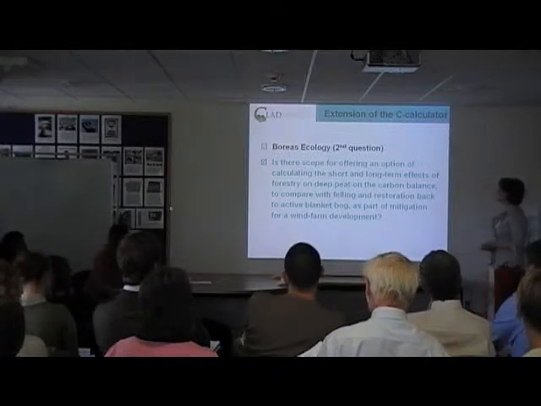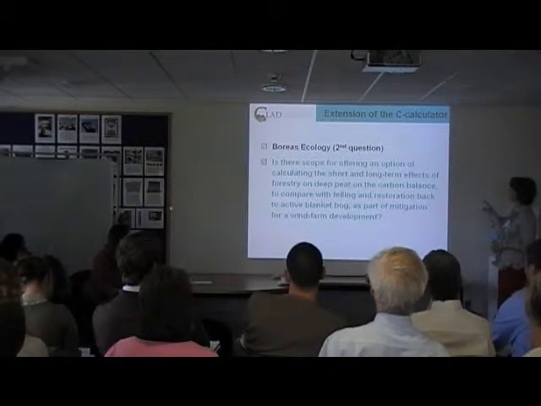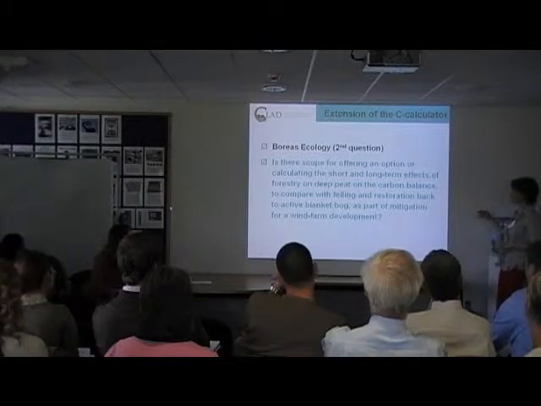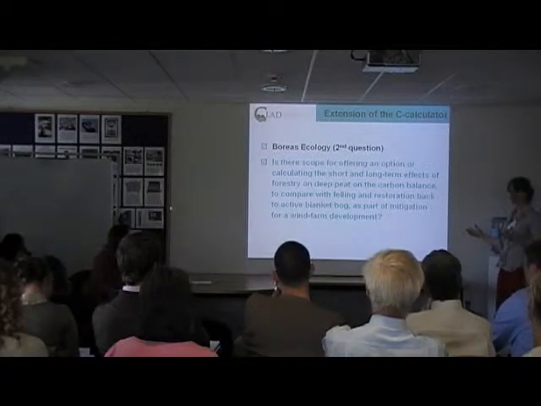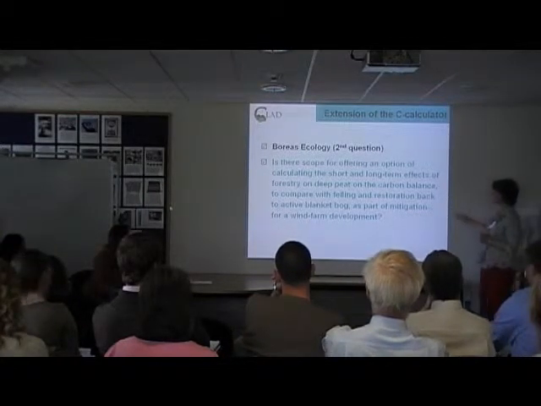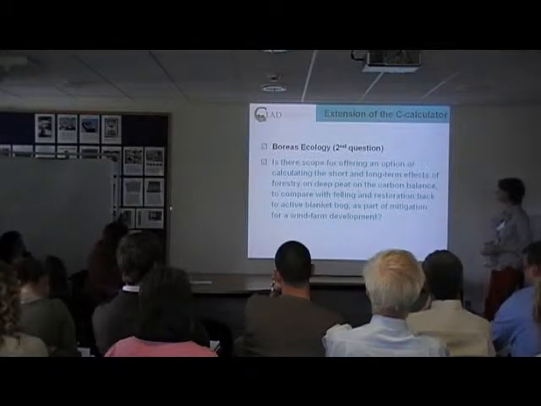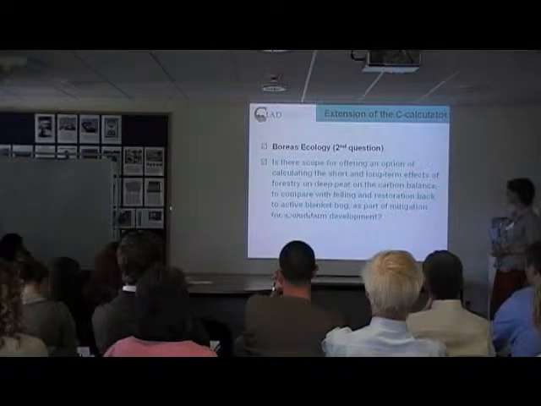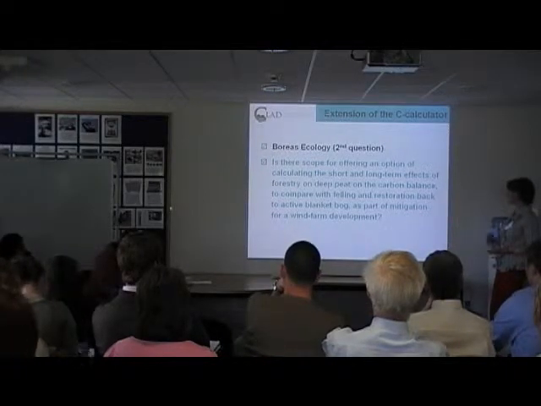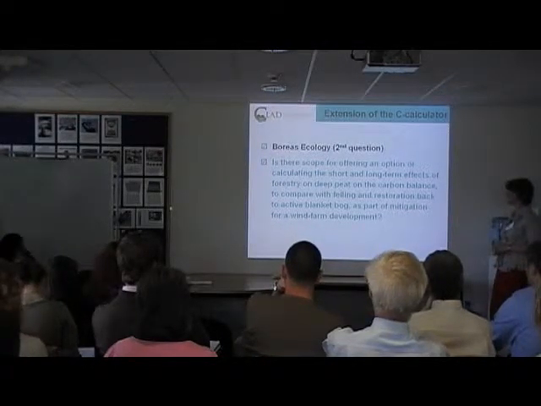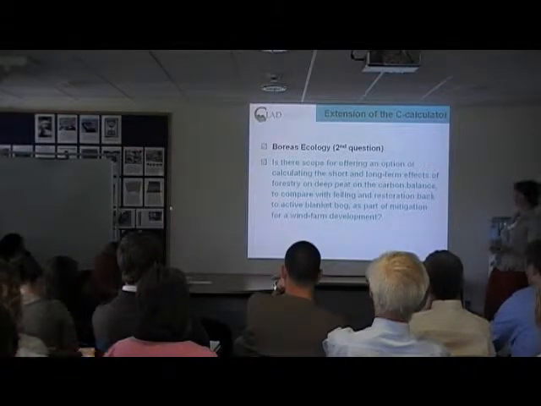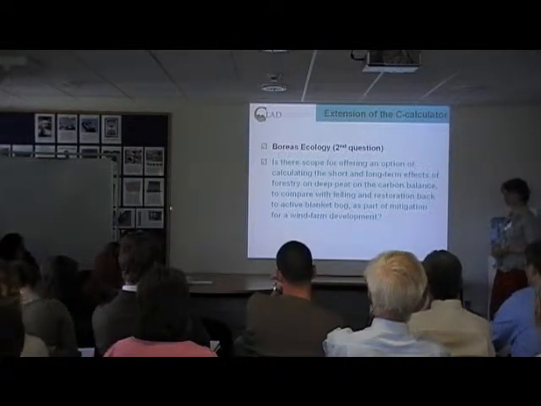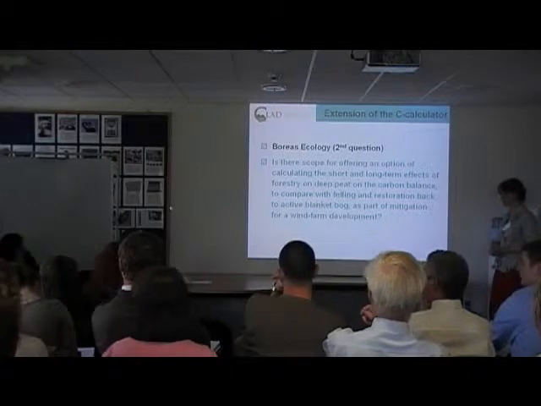So now we're moving on to what I've called extension of the carbon calculator, because there are quite a few questions coming in thinking about can we use this on different sites in different ways, and this is a second question that Tom put in. Is there scope for offering an option of calculating the short and long-term effects of forestry on deep peat and carbon balance to compare, for example, with felling and restoration back to an active bog as part of the mitigation program? Would you like to say anything else, Tom?